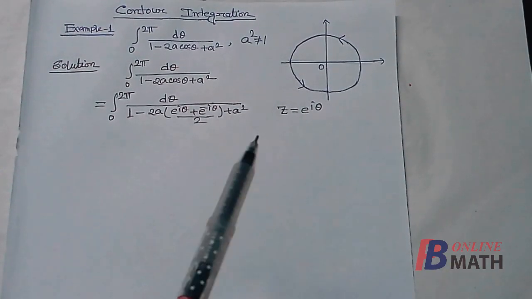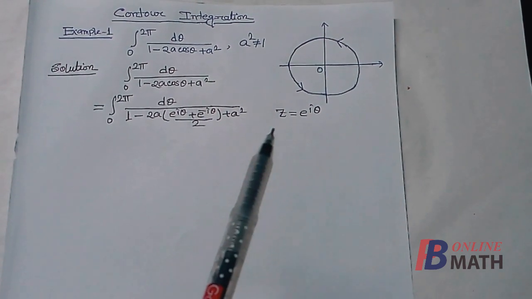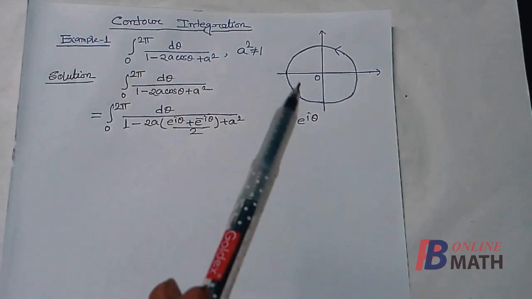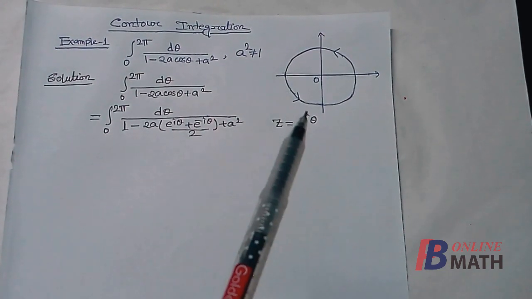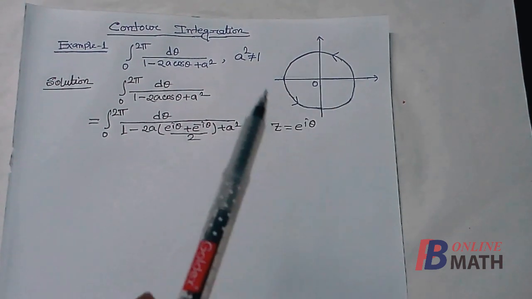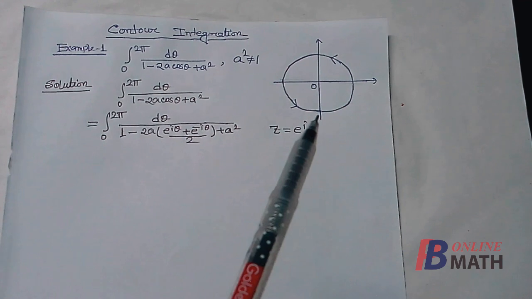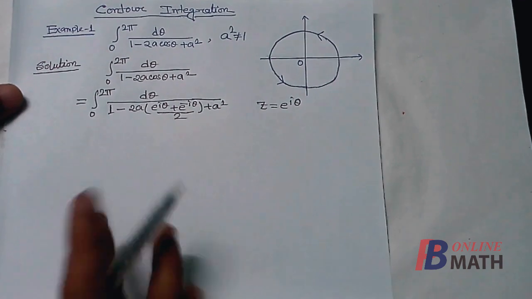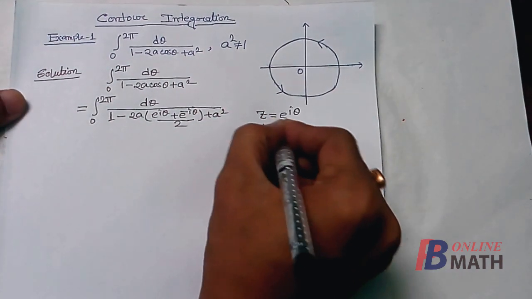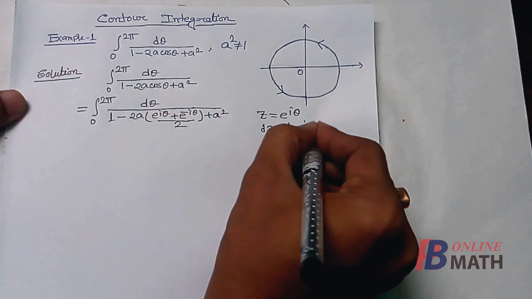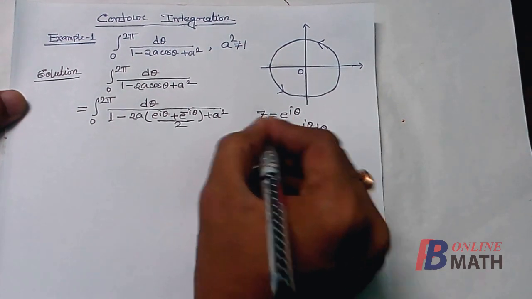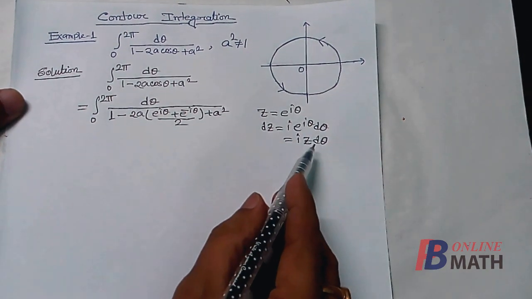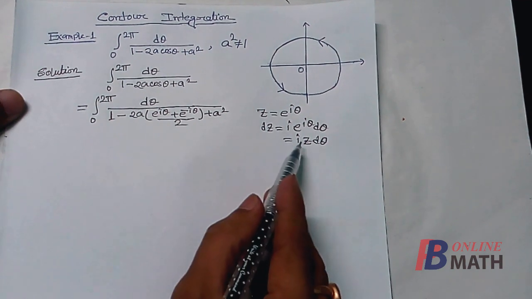Roughly this is our contour, the unit circle. The equation of it is z equal to e to the power i theta. This is our real axis and this is the imaginary axis. This is the origin, and the orientation of this contour is taken as anti-clockwise. We know that anti-clockwise is the positive direction. So if we replace z equal to e to the power i theta, then we find that dz equals i e to the power i theta d theta. Actually e to the power i theta equals z, so we can write it as i z d theta. So d theta can be replaced by dz by iz.